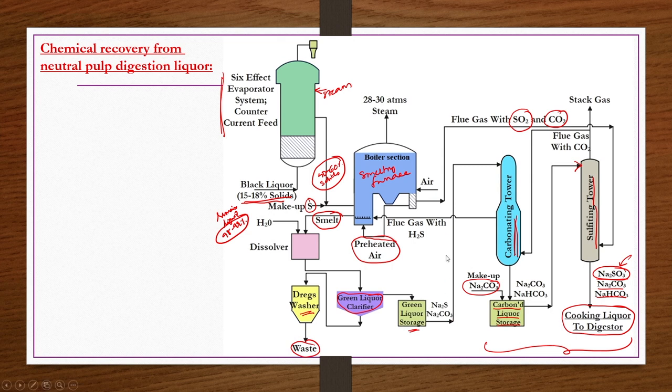Since Na2S is there, you send it back to the carbonating tower, and then from there you get the carbonated liquor storage. That liquor again you send back to the sulfiting tower so that you get Na2SO3, and then that liquor may be reused in the digester. Remember, only this liquor is reused in the digester for the sulfite process, whereas these things you have to process separately. Otherwise you have to do the process continuously until there is no green liquor, or almost all chemicals have come into the cooking liquor, so that cooking liquor you can reuse in the digester of a neutral sulfite pulp process, right?